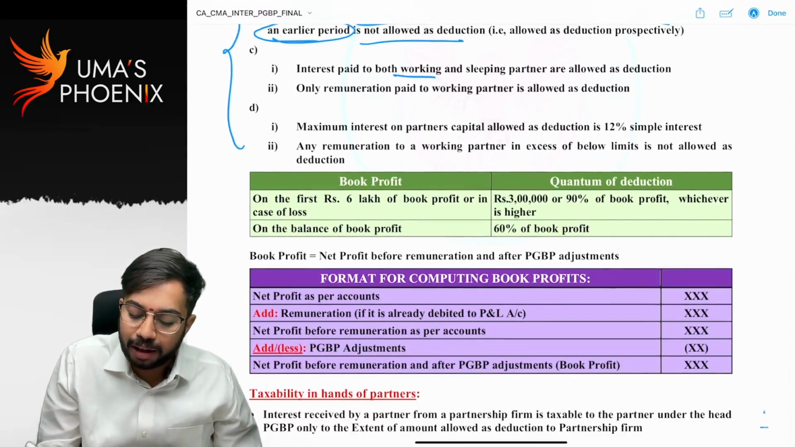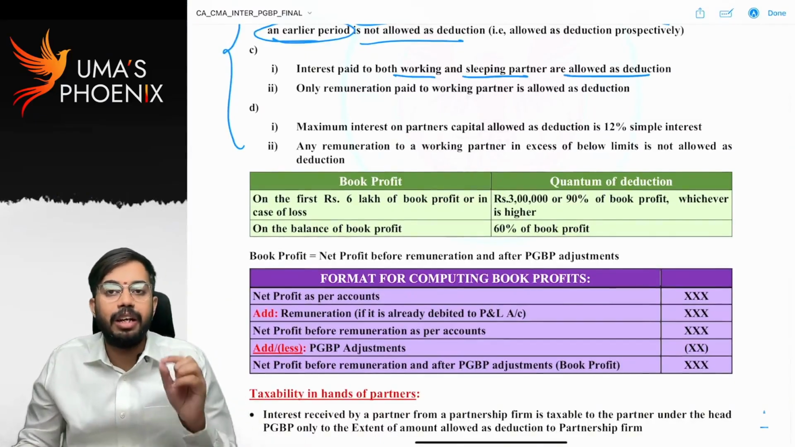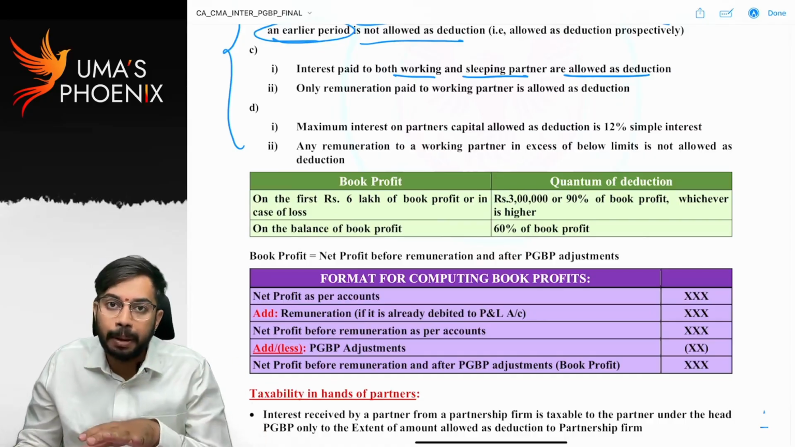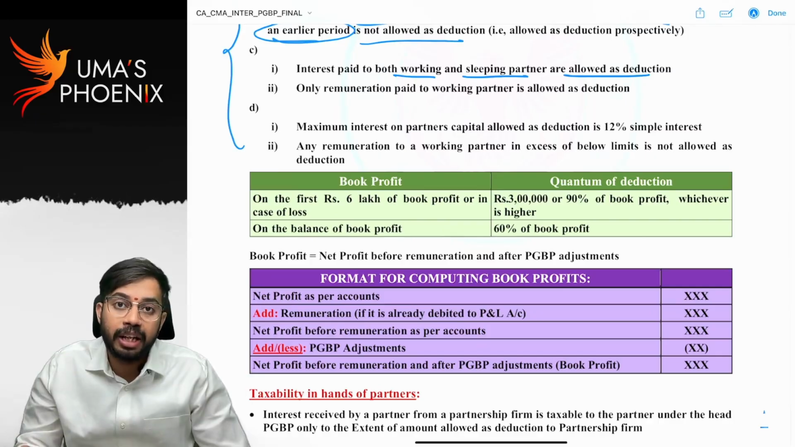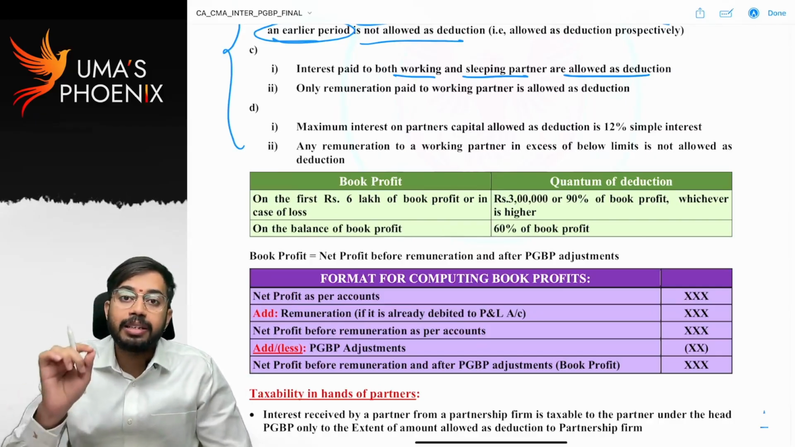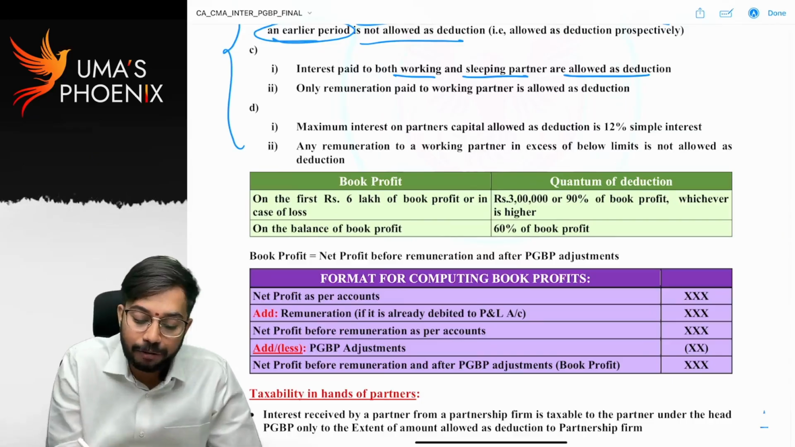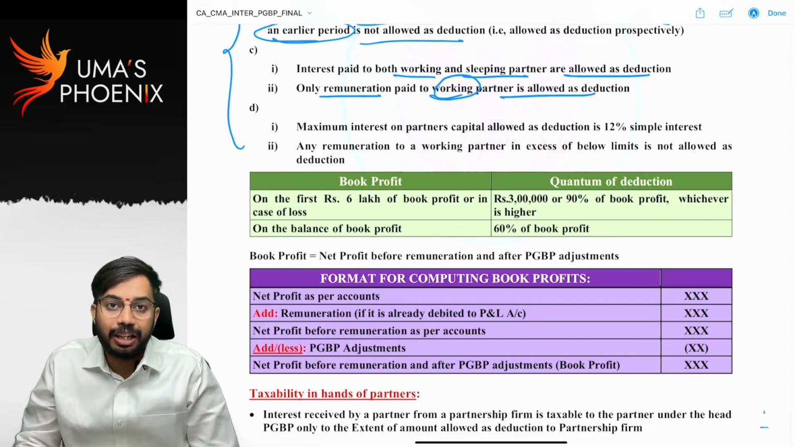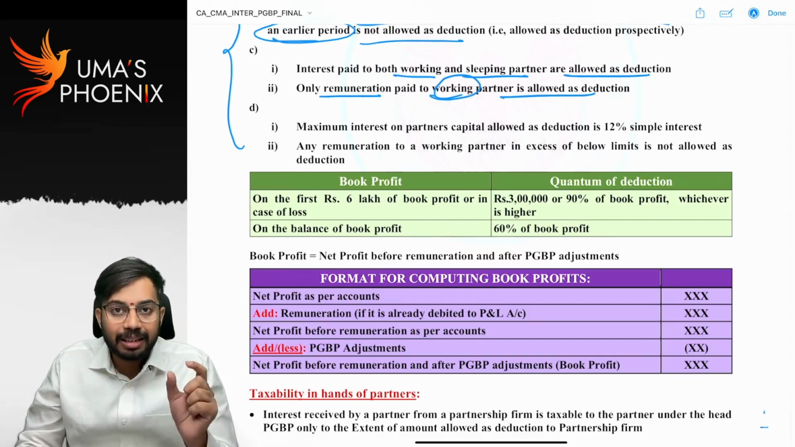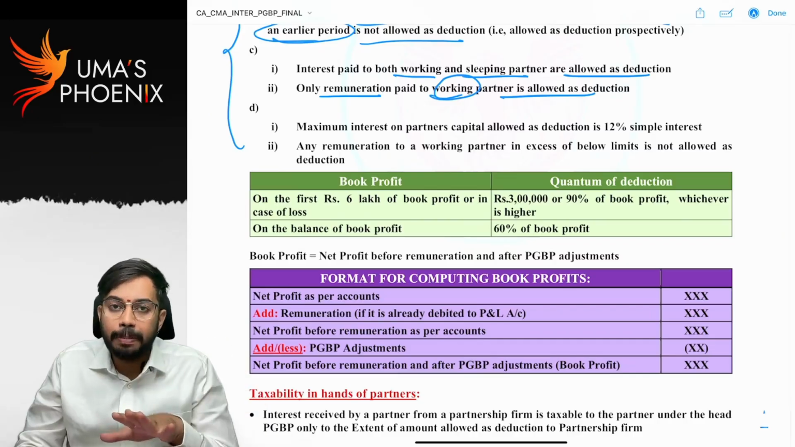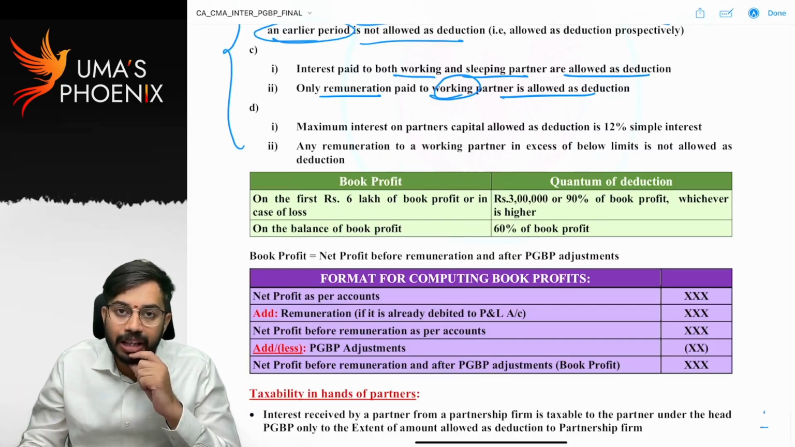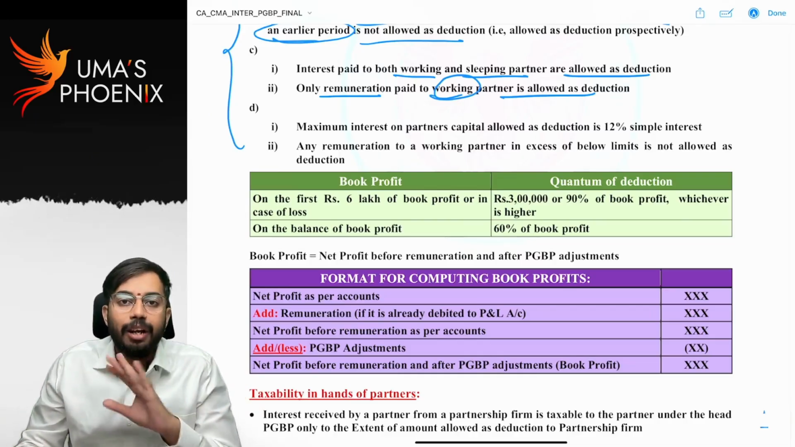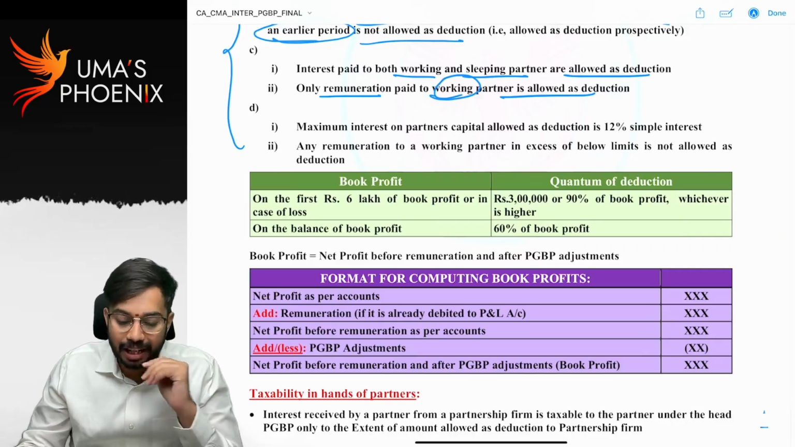Interest paid to both working and sleeping partners is allowed as deduction. You are paying interest to the working partner as well as the sleeping partner; both interests are allowed as deduction in the P&L account. But in the case of remuneration, only if it is paid to a working partner is it allowed as deduction. Is it clear? So, interest on partner's capital, whether paid to working or sleeping partner, is allowed as deduction. Remuneration is allowed only if paid to a working partner. Next.